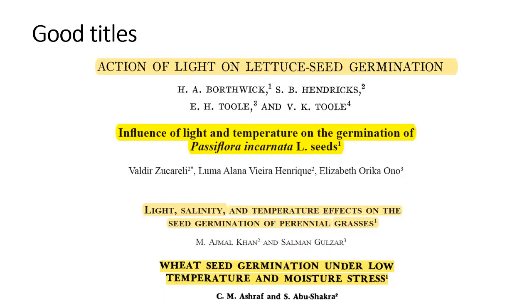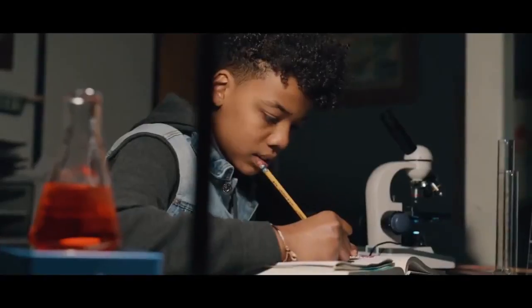The second title we have is "Influence of Light and Temperature on the Germination of Passiflora incarnata". And the same with that, you can identify the experimental organism right from the title, as well as the predictor and the response variable. The same also goes for the last title, which is "Light, Salinity, and Temperature Effect on the Seed Germination of Perennial Grasses". These are very short, concise, but complete titles you can put on your report.